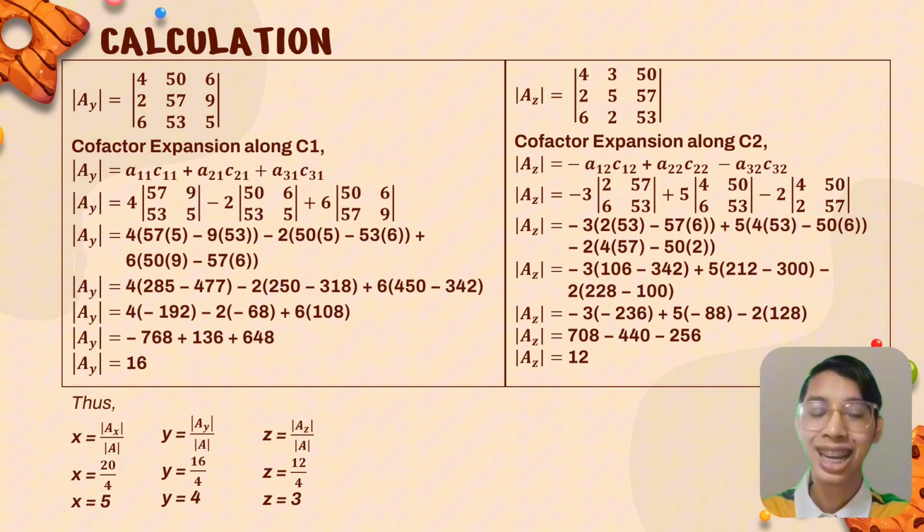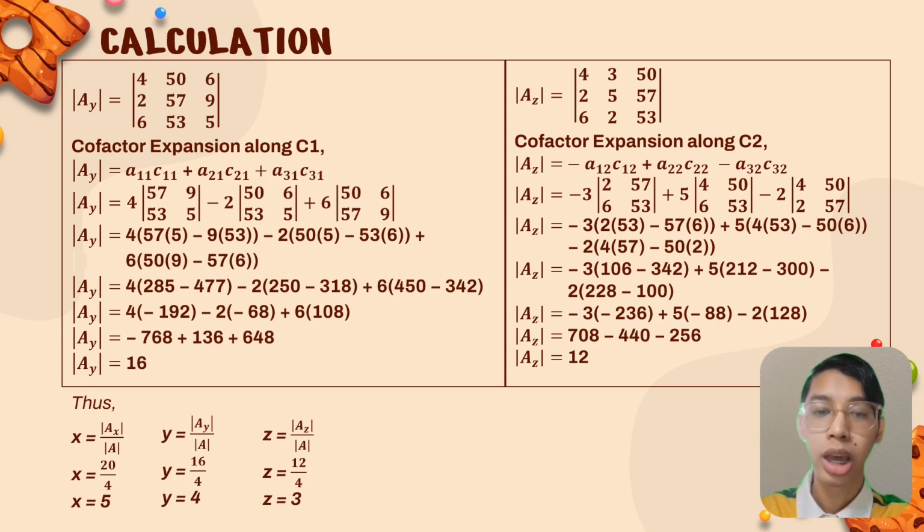For column 2, it is negative A12 multiplied by C12 plus A22 multiplied by C22 minus A32 multiplied by C32. Then we put in A12 and C12. Then we get negative 3 times the determinant of 2, 57, 6, 53, plus 5 times the determinant of 4, 15, 6, 53, minus 2 times the determinant of 4, 15, 2, 57. Then we expand it. So we get negative 3 multiplied by negative 236 plus 5 multiplied by negative 88 minus 2 multiplied by 128.